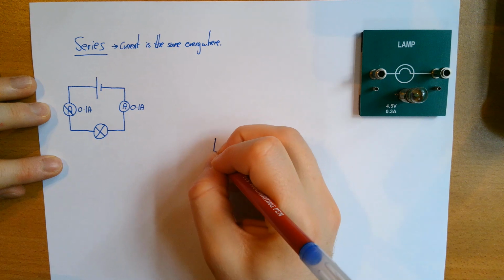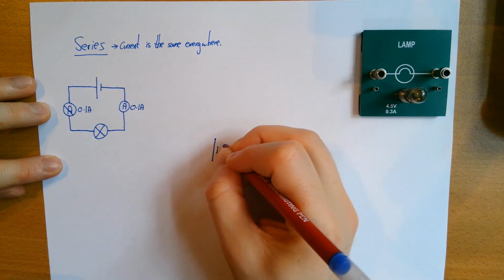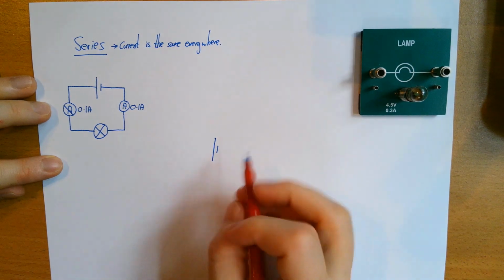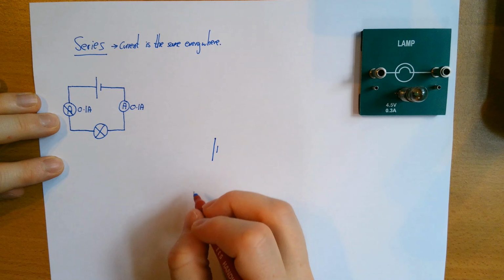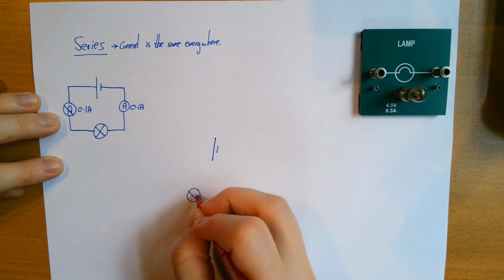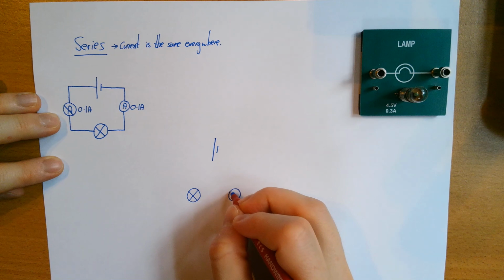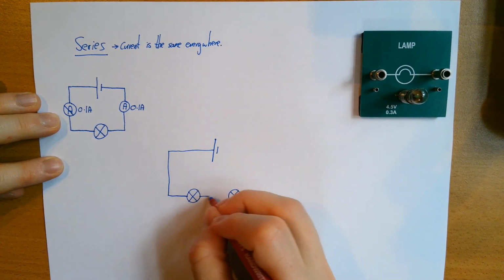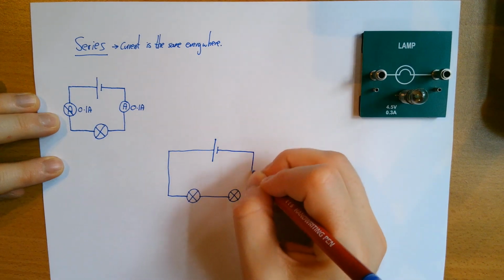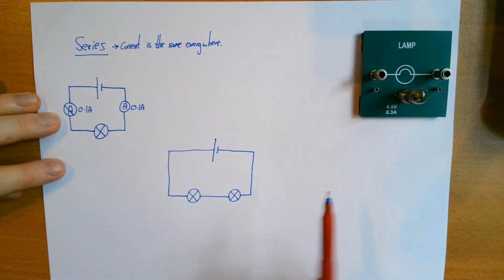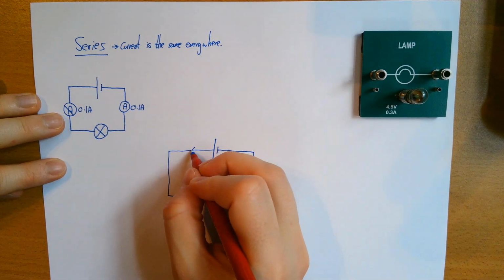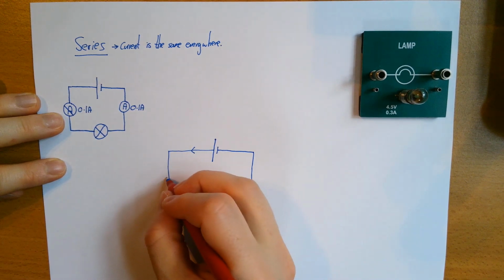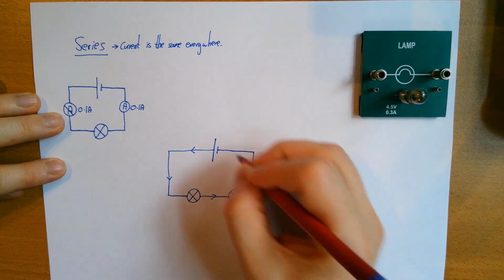So if I take another circuit here, with one cell but two bulbs, in this circuit I'm going to represent the current slightly differently than I did before. I'm going to look at the current at this point. I'm using the arrow to represent the current going from plus to minus, and I'm going to look here, here, here and here.